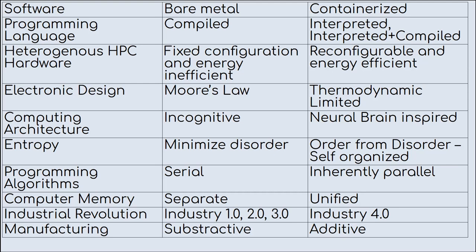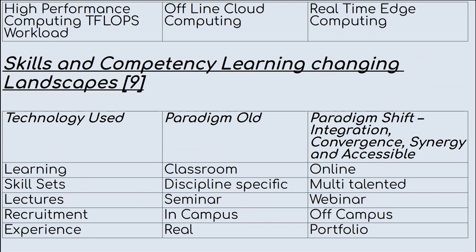Electronic device design, Moore's law to thermodynamic limited based. Computing architecture, incognitive towards neural brain inspired. Entropy, minimize disorder towards order from disorder, self-organized. Programming algorithms, serial to inherently parallel. Computer memory, separate to unified. Industrial revolution, we have already witnessed Industrial Revolution 1, 2, and 3. Currently, we are in the Industry 4 era. Manufacturing, subtractive to additive. High performance computing TFLOPS workload, offline cloud computing to real-time edge computing.